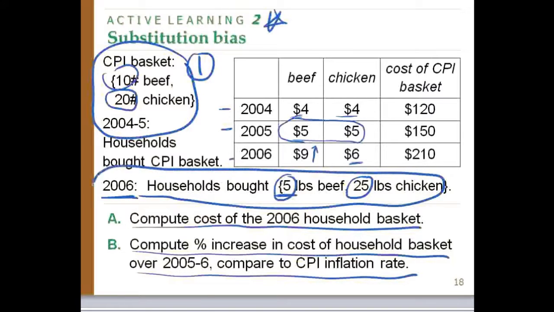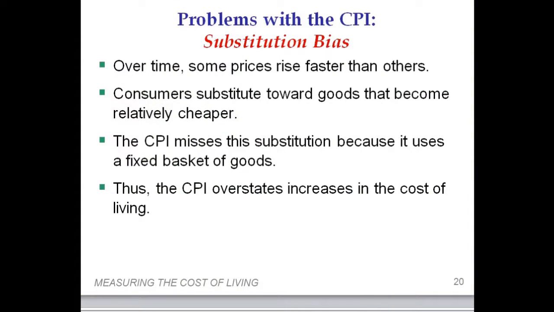Try to do this exercise by yourself. You can pause this video until you are done with the exercise and then compare your answer with the answer in the PowerPoint. As we mentioned in the previous exercise, there are some problems with the CPI measurement.